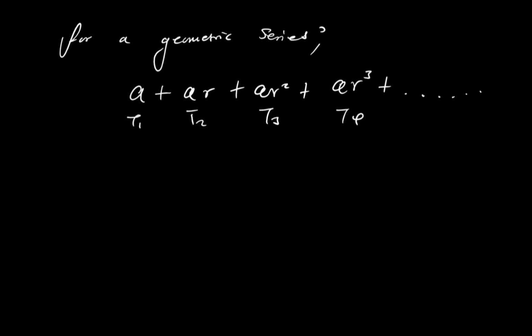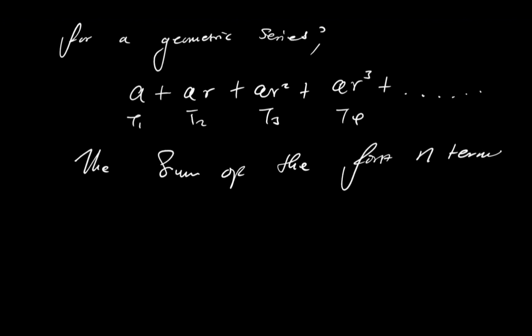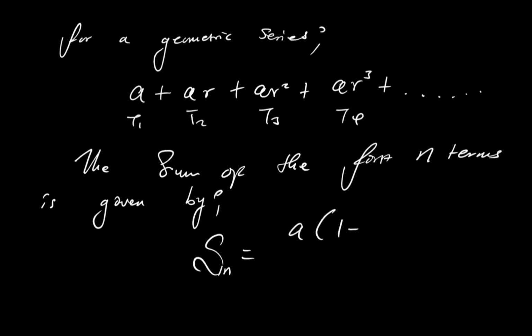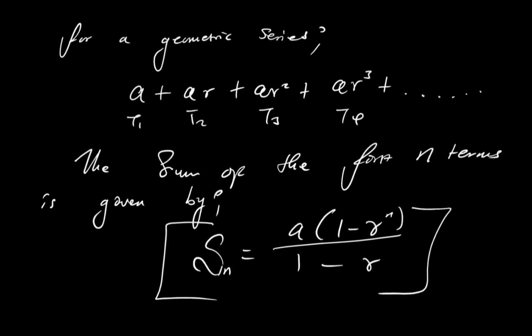So the sum of the first n terms is given by S sub n being equal to a, open parenthesis 1 minus r to the n over 1 minus r. So for this condition, let us try to derive the given statement for the sum of a GP.